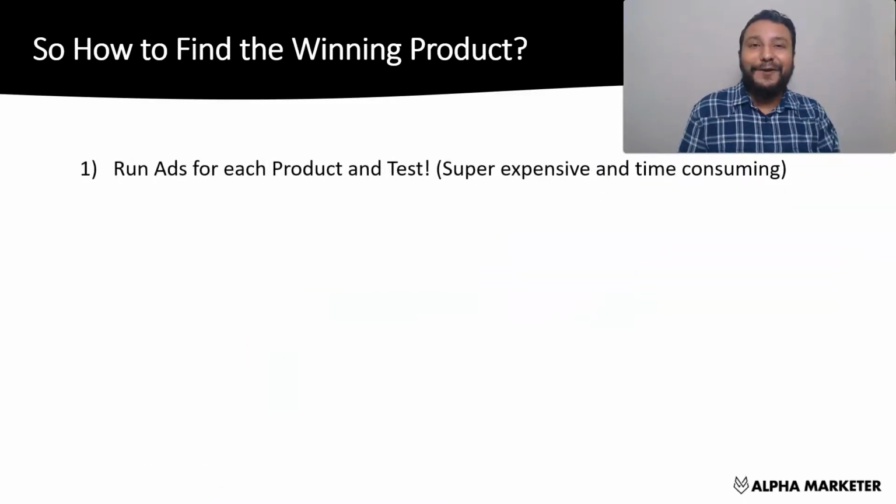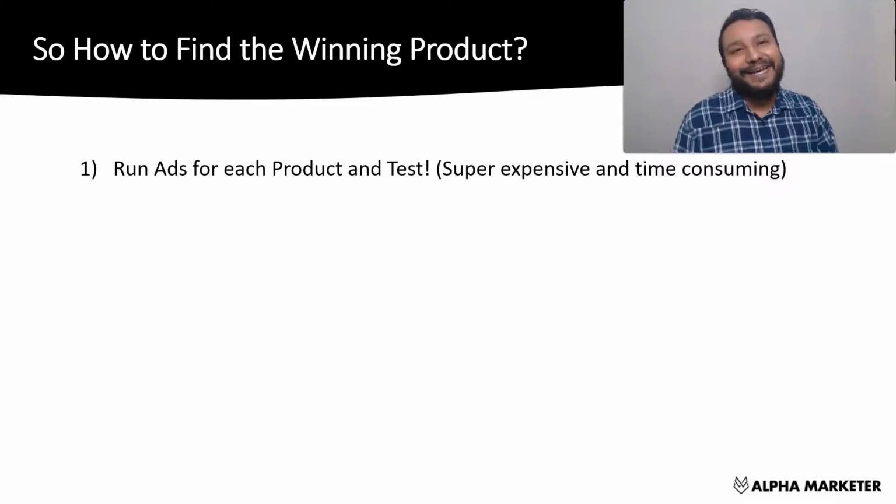So how do you find those products? The first option is you go ahead and start running ads for all the products and then find out which one has lower cost per acquisition. Now this is going to be super expensive and it will burn a lot of money. So do stay away from this.